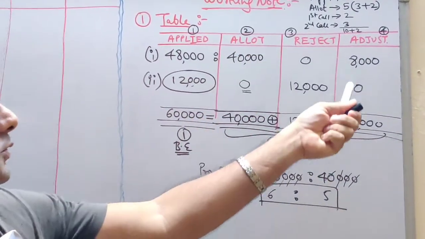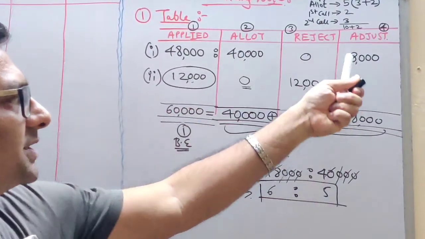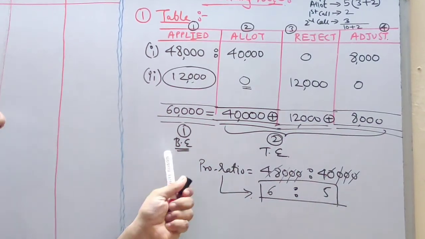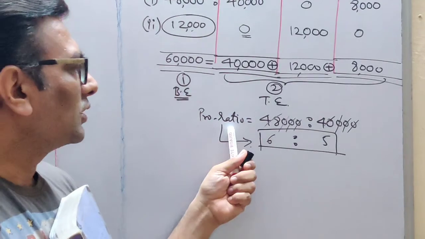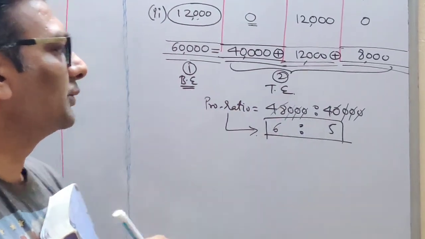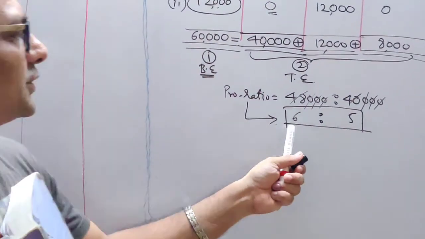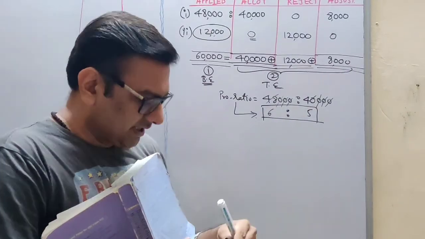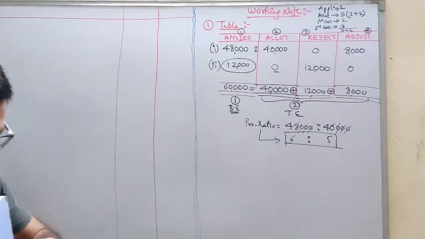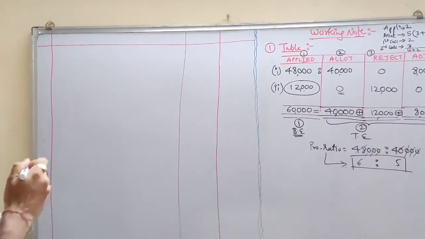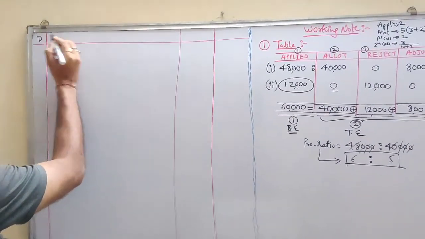So this table helps you in many ways. One, it helps you to cross check whether your understanding is right. Number two, it helps you to pass the first two entries. Number three, it also helps you to find the pro rata ratio. So we also got the pro rata ratio as 6 is to 5. Now let's pass the very first two entries, the bank entry, which is very easy, students. Tell me your first entry.